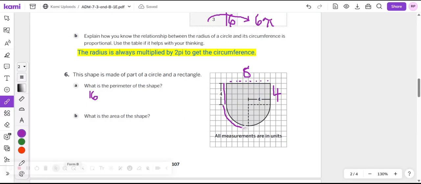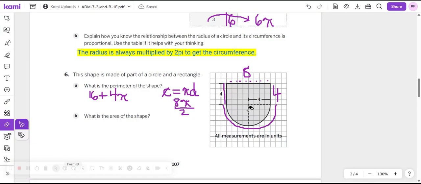As far as the circular pieces, the distance around is circumference. Circumference is pi times diameter. In this case, the diameter is 8, so that's 8 times pi, which is just 8 pi. However, because we only have half a circle, we have to cut that amount in half, and half of 8 pi is 4 pi. So the total perimeter is 16 plus 4 pi.